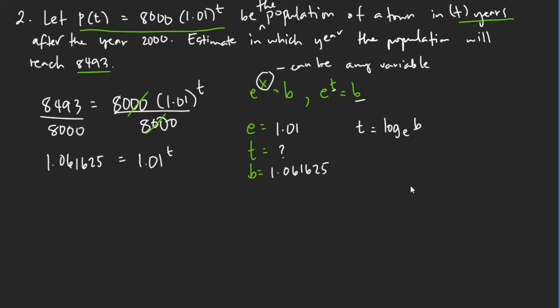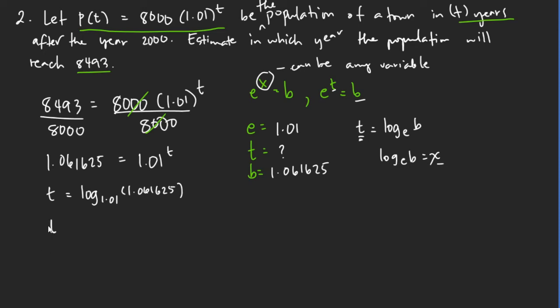As we mentioned a while ago, x can also be t. So remember that the expression of the natural logarithm is log of e, b is equal to x. So for now, we're just going to use t instead. Okay? So let's have t is equivalent to log of e. So e is 1.01, so let's substitute that. Okay. So log of 1.01 of b, that's 1.061625. Okay. Solving further, you can use your scientific calculator and other apps.